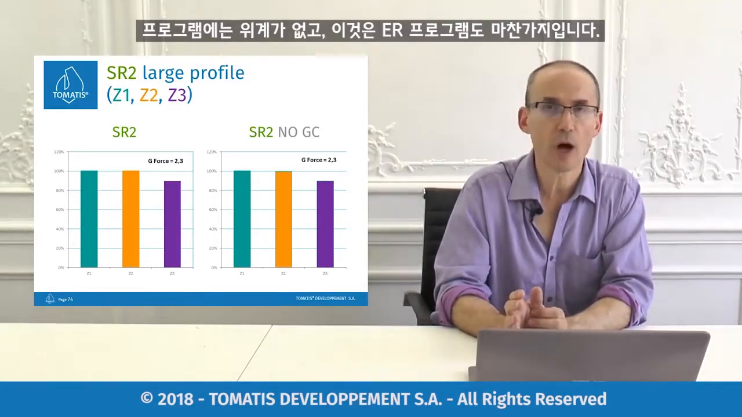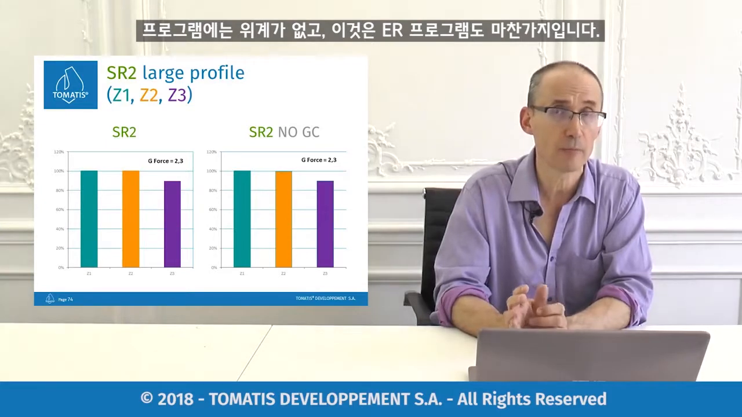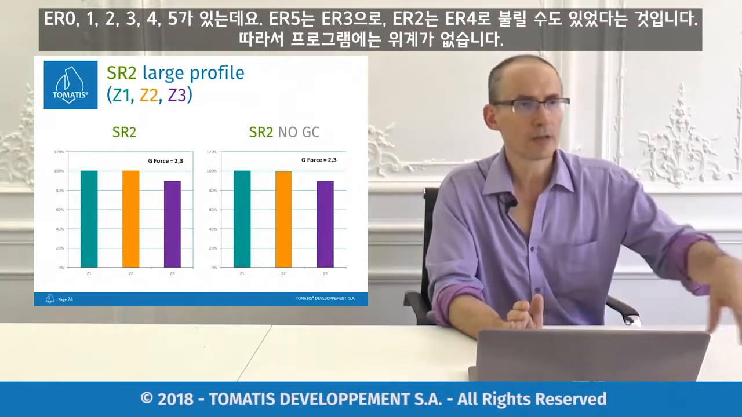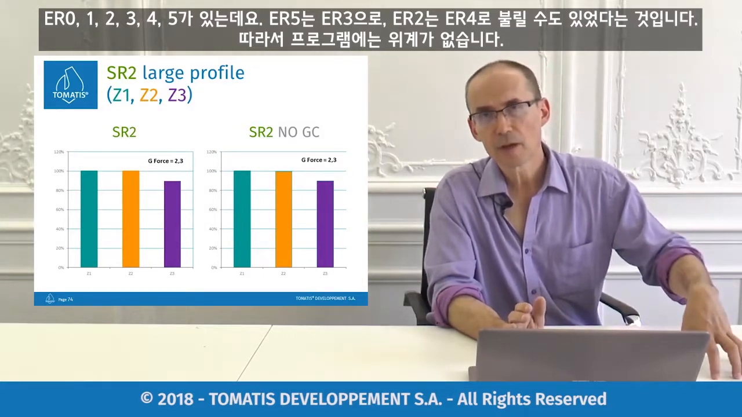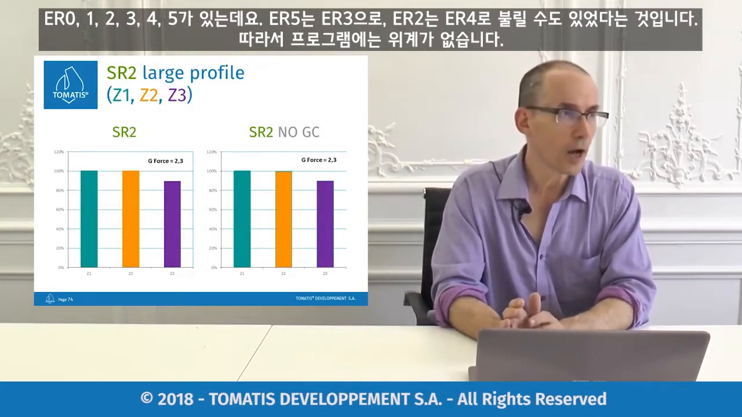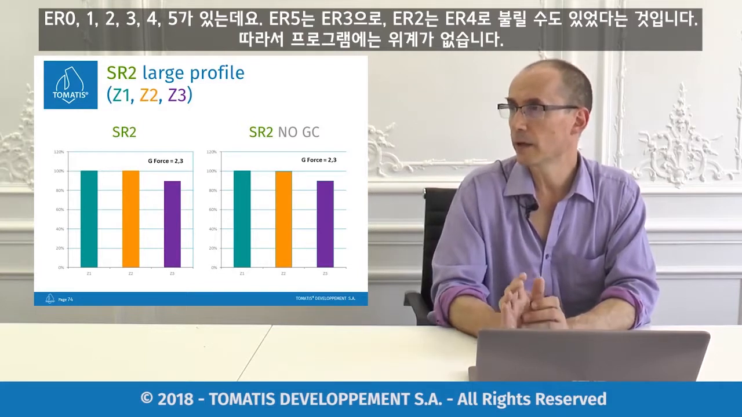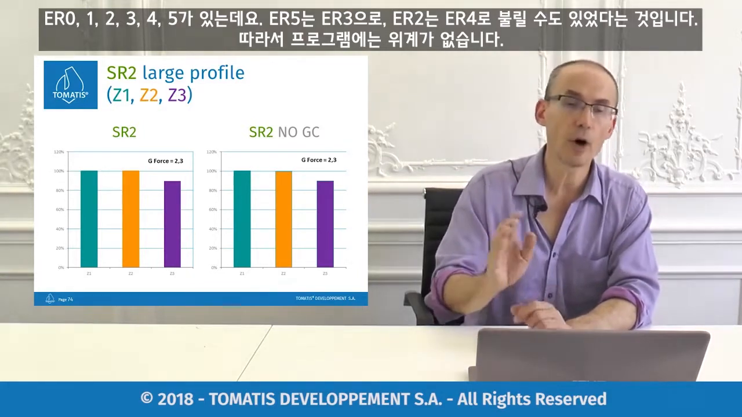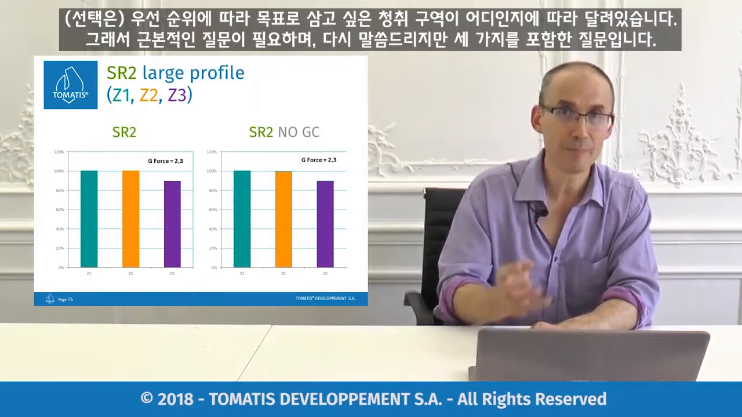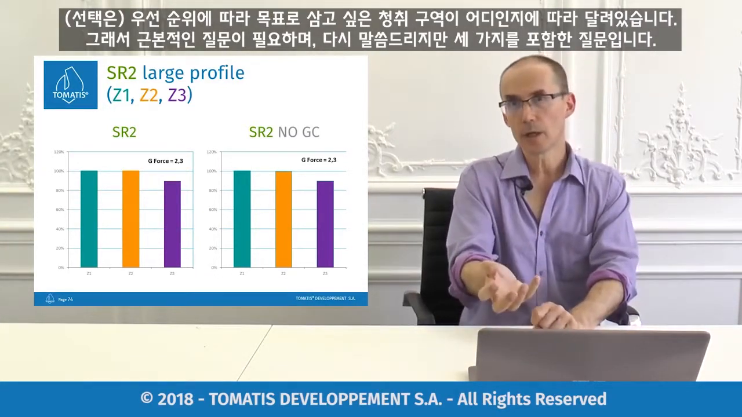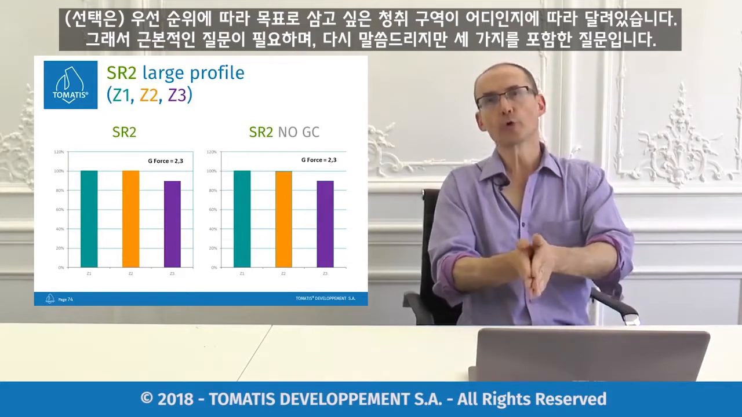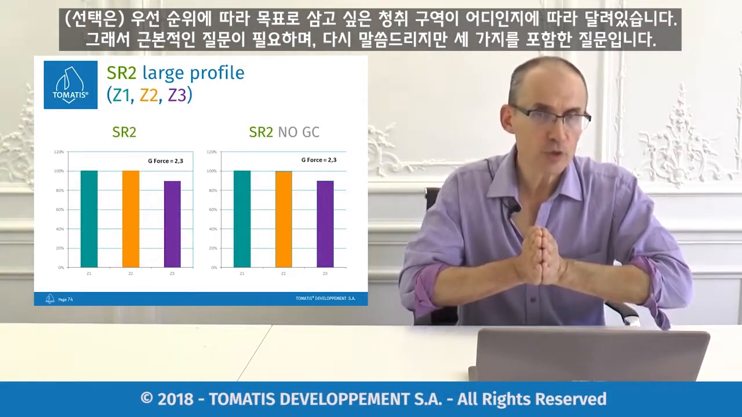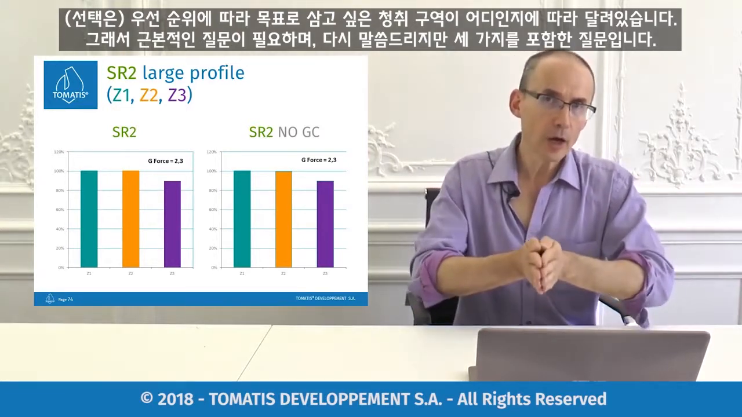Okay, so there's no hierarchy in the programs, and the same principle for the ER program. Okay, you will have an ER0, 1, 2, 3, 4, 5, but ER5 could have been labeled ER3, and ER2 could have been labeled ER4. Okay, so there's no hierarchy in the programs. It depends on your aim. It depends upon one thing, the zones you want to target in priority.